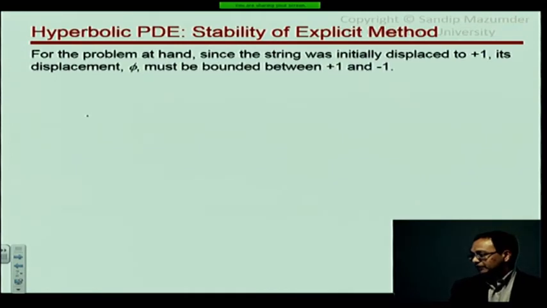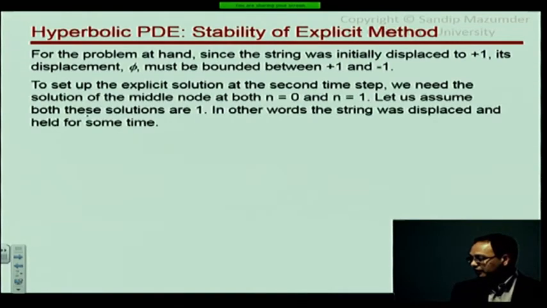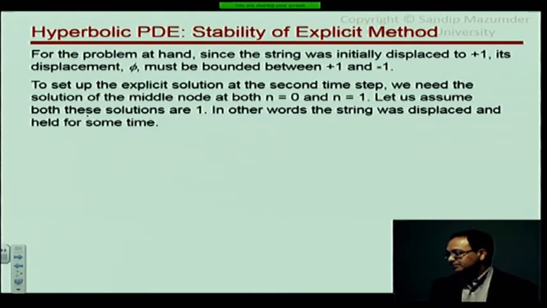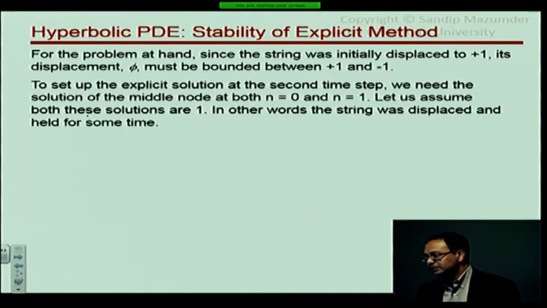So I already mentioned this, that the solution must be bounded by +1 and -1. And to set up the explicit solution at the second time step, we need the solution of the middle node at both n equal to 0 and n equal to 1. And let us assume that these solutions are both 1. In other words, the string was displaced and held for some time. So at n equal to 0, it was like that. N equal to 1, it was also like that, and then you let it go.